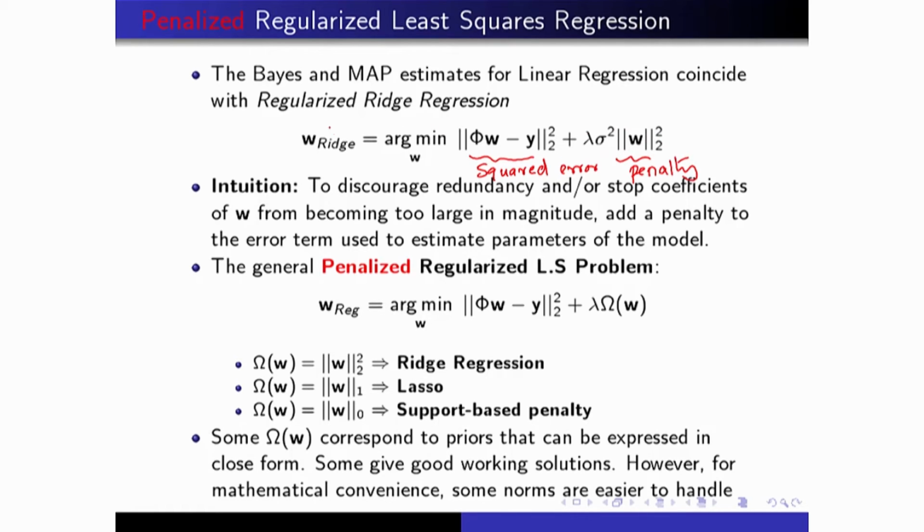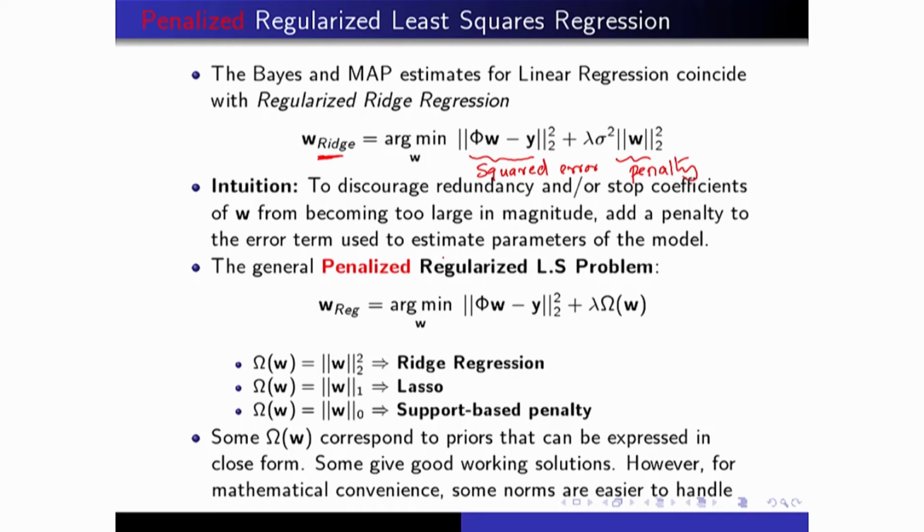But it turns out that the Bayes and MAP estimate for linear regression coincide with this regularized ridge regression, and you can show that by basically invoking optimization principles and setting the gradient of this objective to 0.